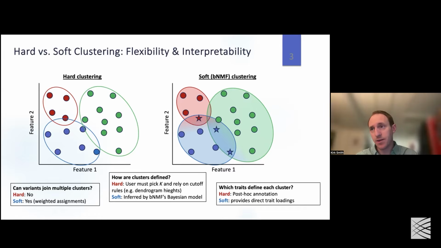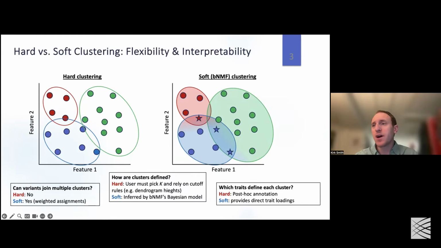Soft clustering, on the other hand, uses weighted assignments. This means that variants can belong to multiple clusters, which is more in line with how biological systems overlap. This is demonstrated in the panel on the right here by the stars, which you can see are in the overlapping regions of these different clusters. Clearly, these data points are in between the clusters, so it can be expected that these data points are contributing to multiple signals.